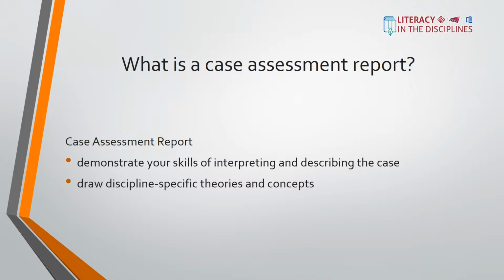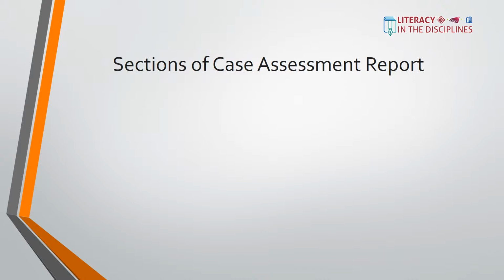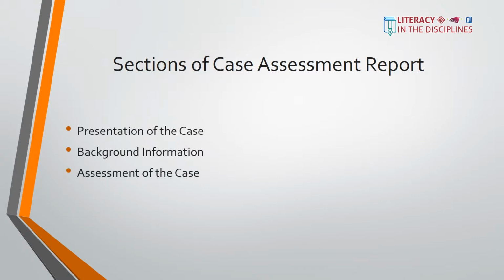First, we will consider the sections of the report. Usually there are 4 or 5 sections. 1. Presentation of the case. 2. Background information about the case. 3. Your assessment of the case. And 4. The intervention plan you propose. Sometimes a 5th section will also be required, your personal reflection about the case and what you have learned from it. Now, let's look at these 5 sections and what should be included in each one, and then some of the language features that are often used.